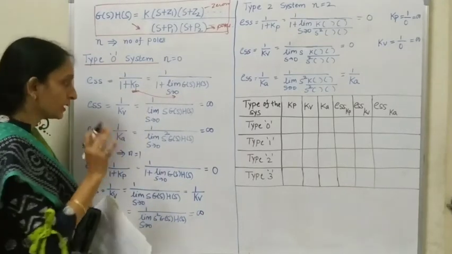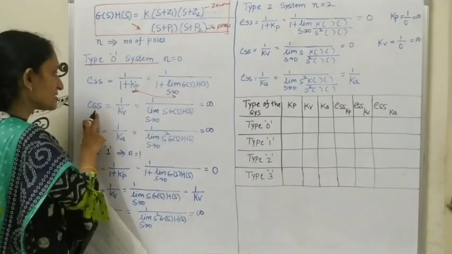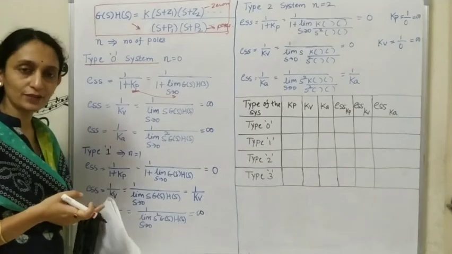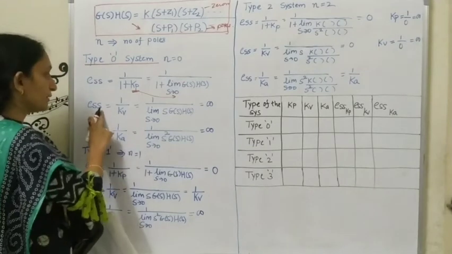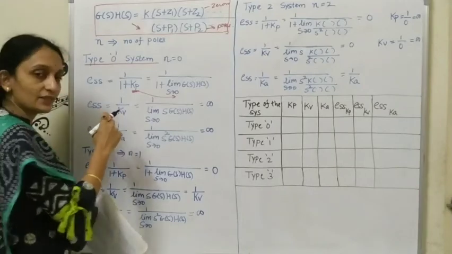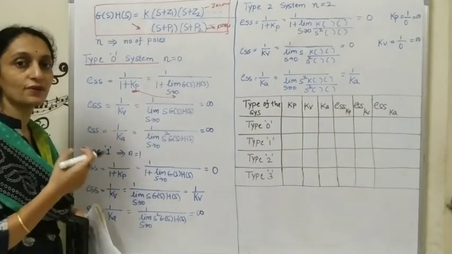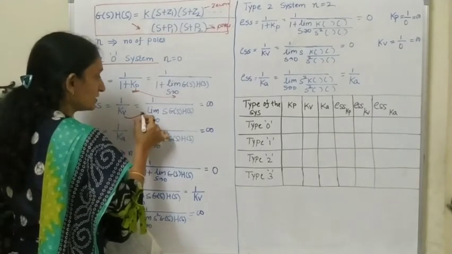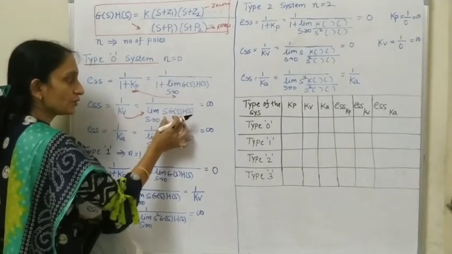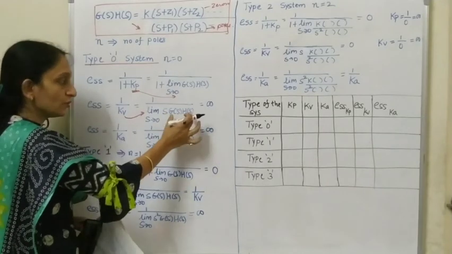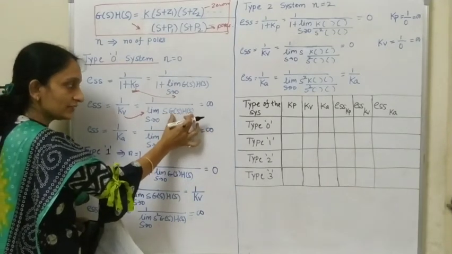Okay, now next, ESS is equal to 1 by Kv. We have seen this for unit ramp input. Steady state error for unit ramp input is given by 1 by Kv, and the constant that we have introduced there is called the velocity error constant. The formula for velocity error constant is, look at this, limit s tends to 0, s into G(s)H(s). You need to concentrate only on this term G(s)H(s).